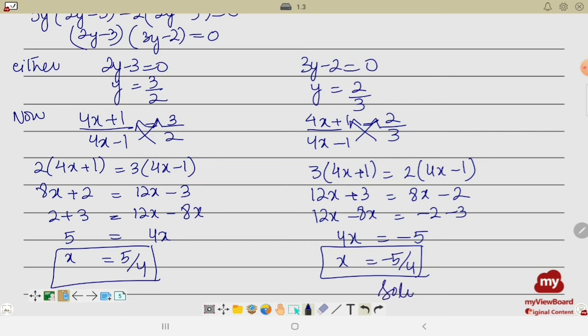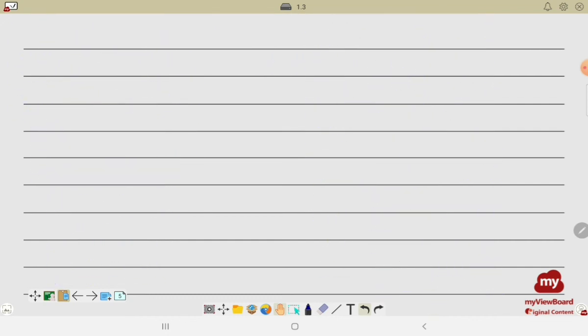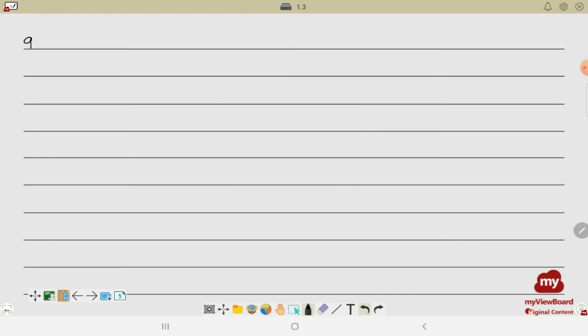So at the end you have to write down the solutions, and you can write them separately, or even you can write them collectively as plus minus 5 by 4, which is the answer. Hope you understand the sum. Let's solve one more sum of this same type, which is question number 9.